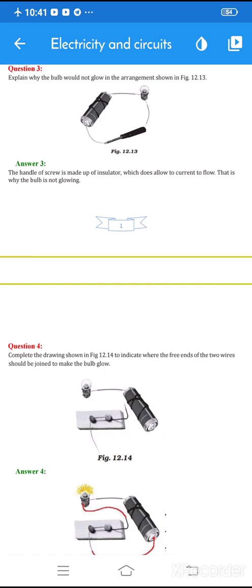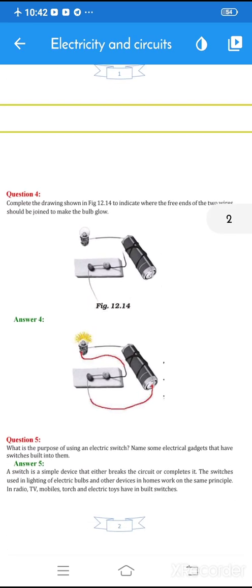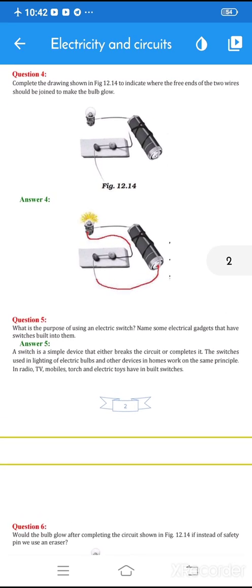It is quite simple, because insulators do not allow electric current to pass through them. So let's go for question number 4 now. Complete the diagram drawing shown in figure 12.14 to indicate where the free ends of the two wires should be joined to make the bulb glow.